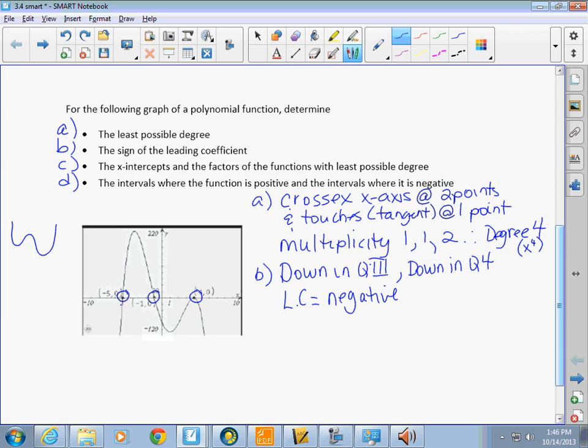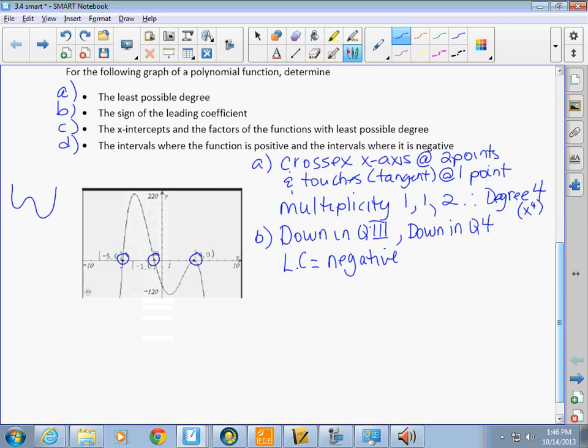Okay. Next step says the x-intercepts, and we want to find the x-intercepts and the factors of the function with the least possible degree. So if we take a look here, we have x is equal to -5, then we have x is equal to -1, and we have x is equal to 4. So those are all the x-intercepts.